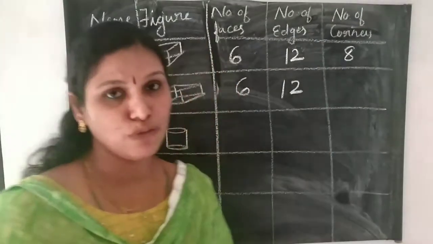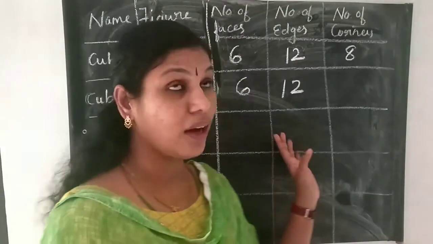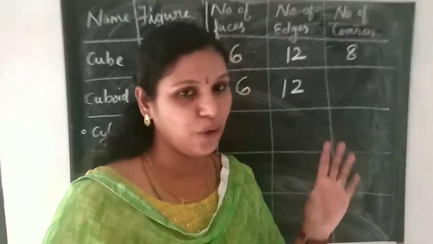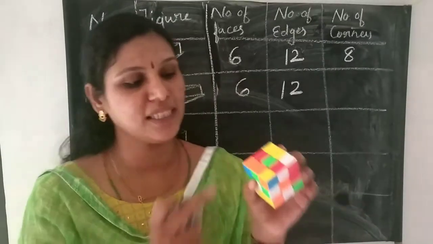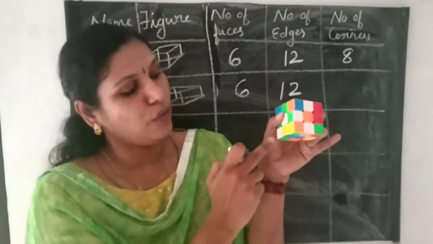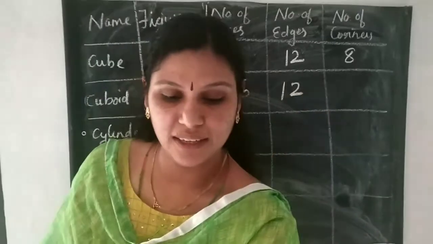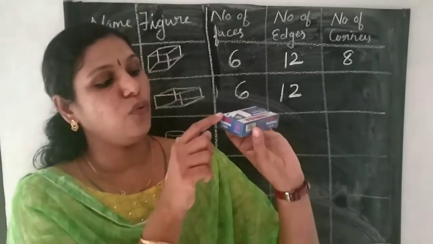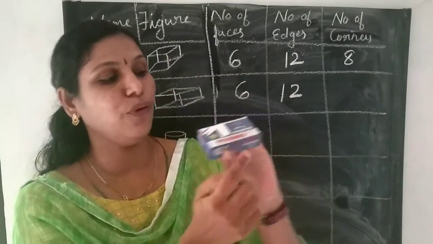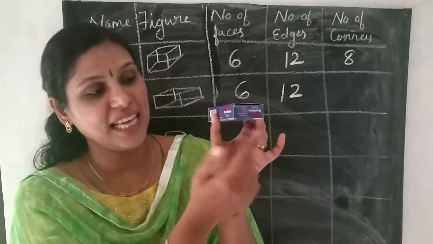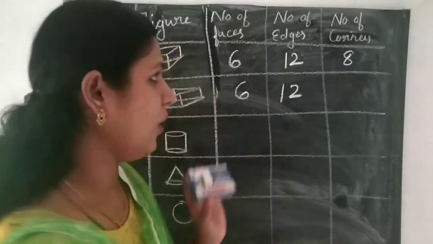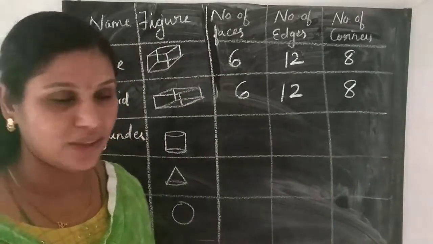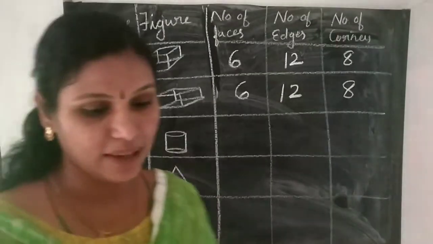The last, we have to find the number of corners. This also looks like a cube. In the case of a cube, how to find this? 1, 2, 3, 4, 5, 6, 7, 8. Like that. In the case of a cuboid, 1, 2, 3, 4, 5, 6, 7, 8. So, how many corners are here? 8 corners. Okay. The next is cylinder.